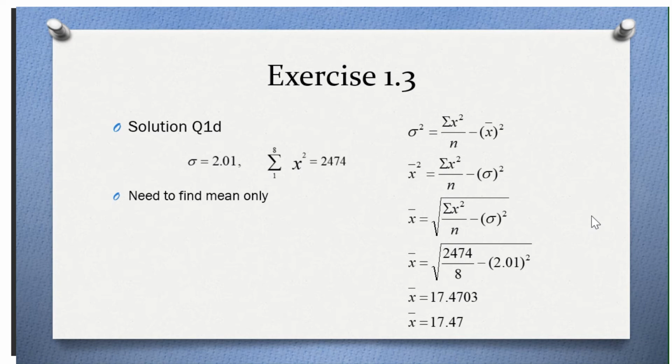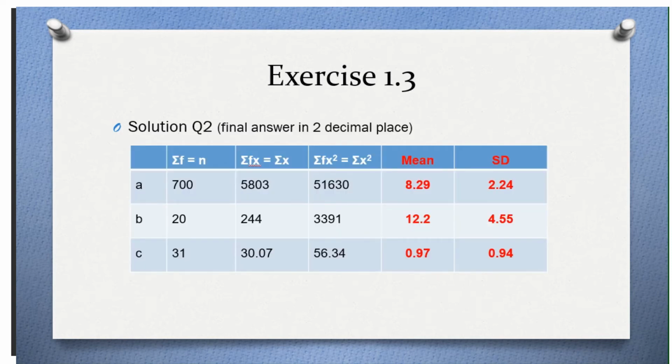Are we okay? So sigma x squared is 2474. Divide 8 minus 2.01 squared. All okay there? No problem, right? Okay, so take your time to digest slowly. This is not going to magically appear to you. It will look difficult. Actually, it's not. I want you to follow the way I'm teaching you to do it. Okay?